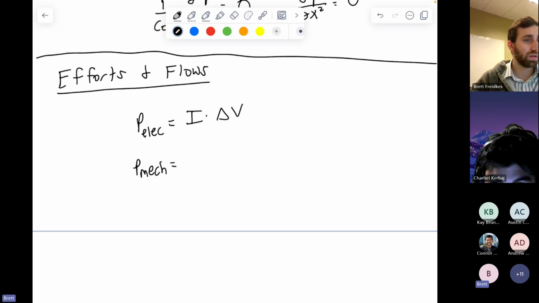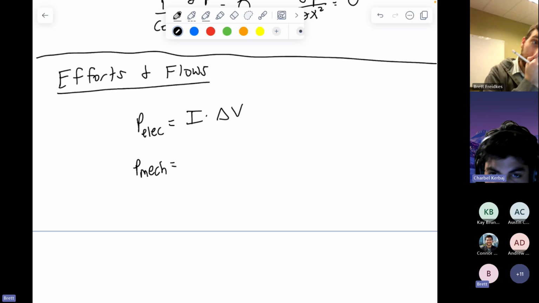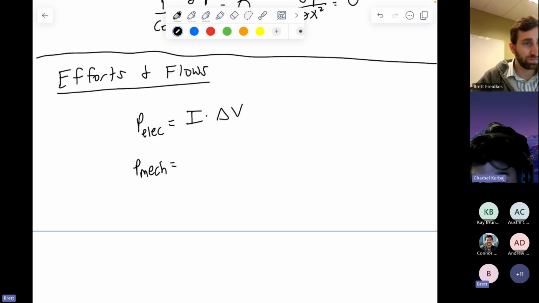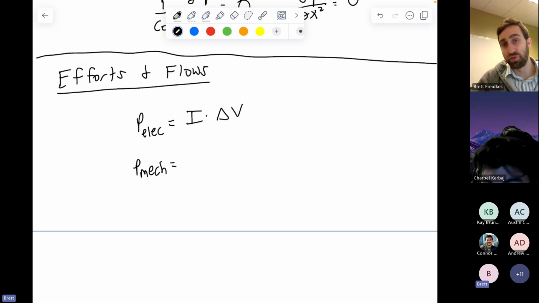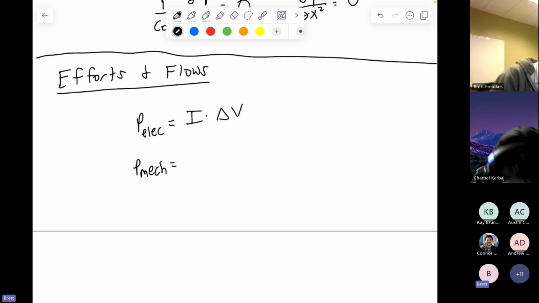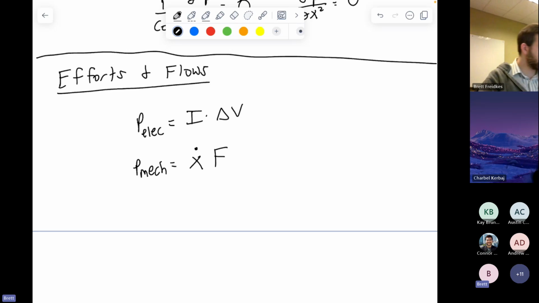Yes, torque times the angular frequency. What I'm more looking for is what Mikhail said, which is force times velocity. So I'm going to write velocity as x dot times force.